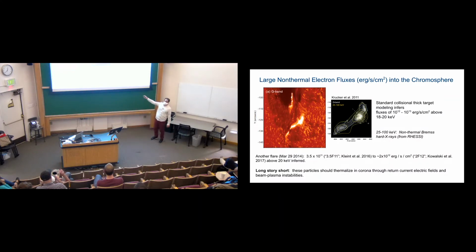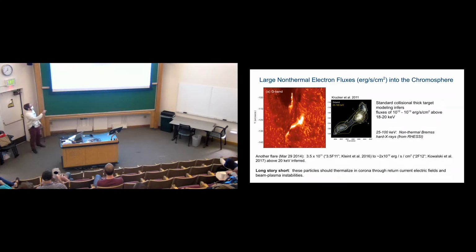And what they get, this is one of the most important observations, I think, of the last 15 years, maybe even 20 years. They get a flux of 10 to the 12 to 10 to the 13 ergs per second per square centimeter in electrons above 18 to 20 keV. I'm going to refer to these fluxes as an F number, so F12 to F13 to save my breath. This is 2 to 3 orders of magnitude higher than what was used ubiquitously in the 1980s, 1990s, and 2000s, and what most modeling groups use still today. But not us.